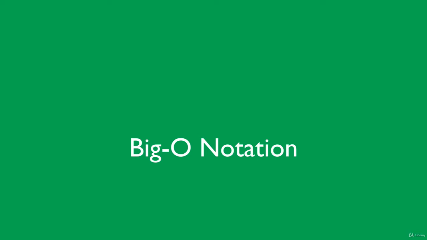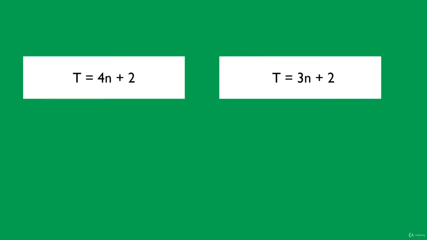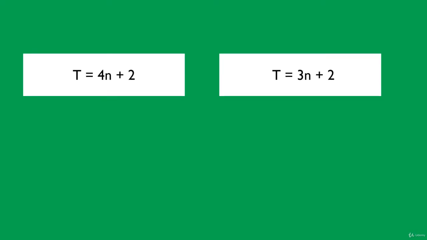Do you remember what I said at the end of the previous lecture? I said that these two time complexities are pretty much the same. Now, obviously they are different, but as far as big O notation is concerned, these are the same. So, what is big O notation?